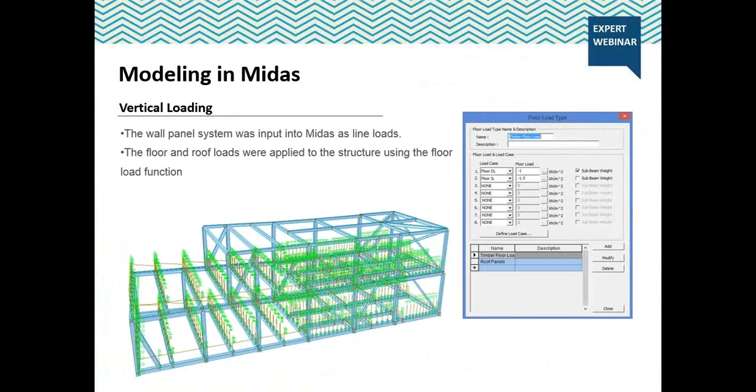We then began to apply the loads onto the structure. The wall panel system was input into Midas as a line load and applied onto the perimeter beams. As shown in the screenshot, Midas's floor loads function was used to model the timber floor and roof panels. This function allows the load to be distributed and, when applied to the structure, shows the span direction of the load. In this function, you can also assign how much of the loading is dead or live loads.